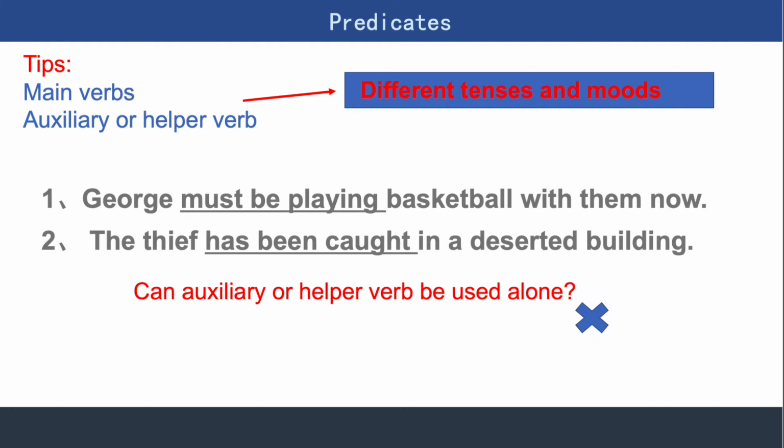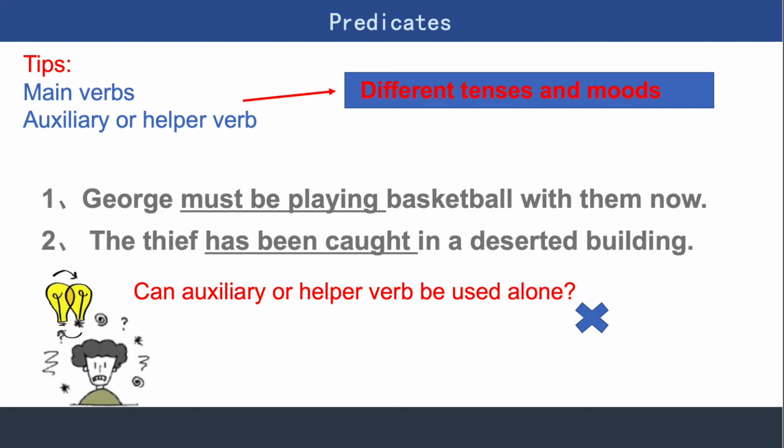Second example, the thief has been caught in a deserted building. The thief has been caught in a deserted building. Okay, so the main verb here is caught, and has been are auxiliary verbs.